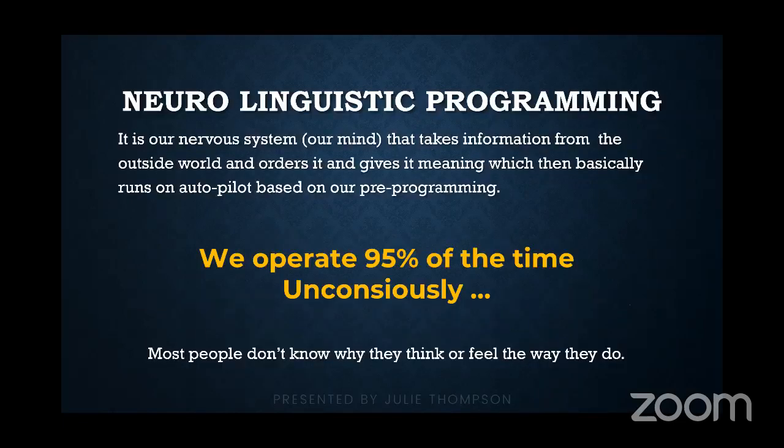So NLP stands for Neuro-Linguistic Programming, which is actually our nervous system. So it's our mind that takes information from the outside world and gives it order and meaning, and then it's what basically becomes our autopilot behaviors, and a majority of that is based on our pre-programming. So if you think of your neurological system, your brain sends signals through your entire body, and we are so adept at working at such a fast pace that most of our conditioning and most of our programming is 95% unconscious.